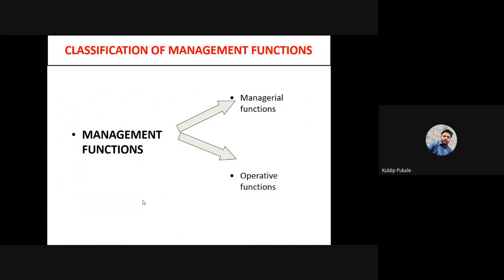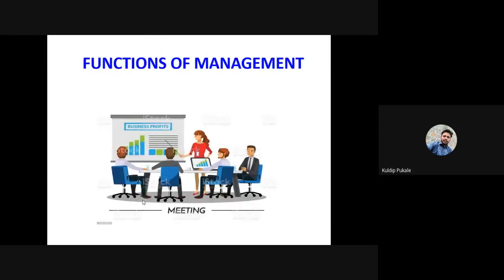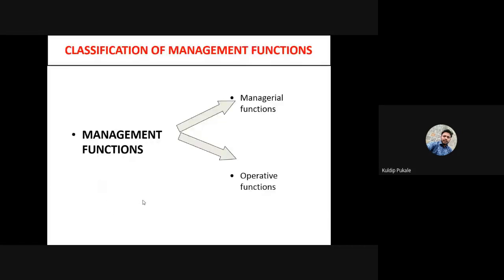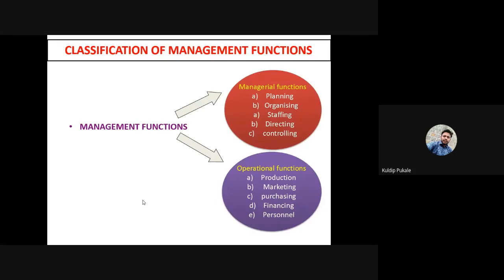So today we will stop here. Today we have covered functions of management. There are two types of functions: managerial functions and operational functions. In managerial functions, there are planning, organizing, staffing, directing, and controlling. In operational functions, there are production, marketing, purchasing, financing, and personnel.